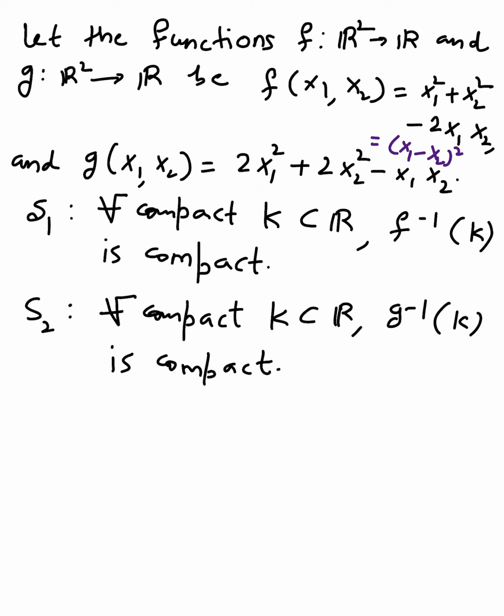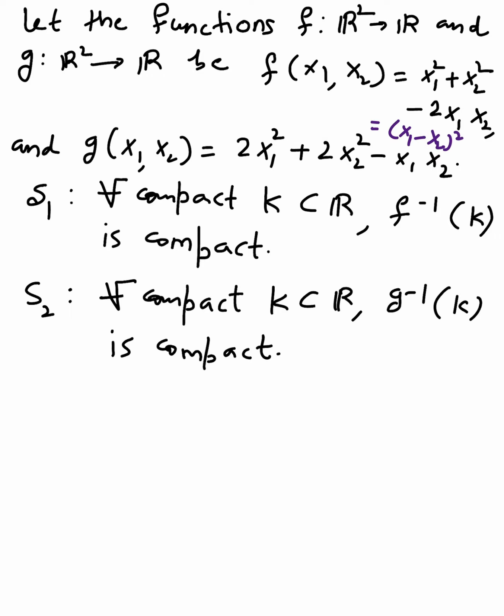minus x1 x2. Now we're given two statements, S1 and S2. S1 is: for every compact subset K of R, the inverse image of K under f is compact. And statement S2 is the same statement as S1, except that instead of f, we have g. So let's investigate which of these statements, S1 and S2, is actually correct. We have to pick the correct statement out of S1 and S2. Okay, so let's see how to solve this.